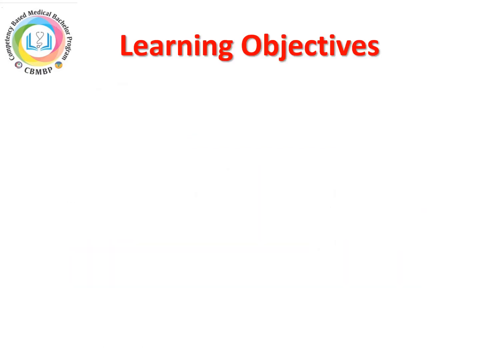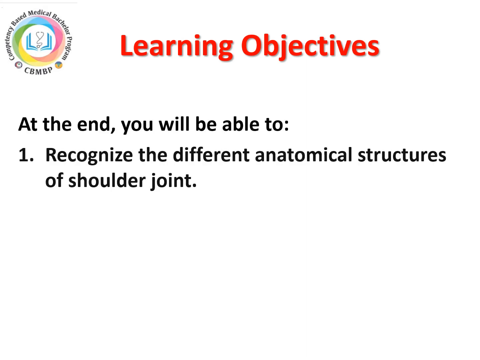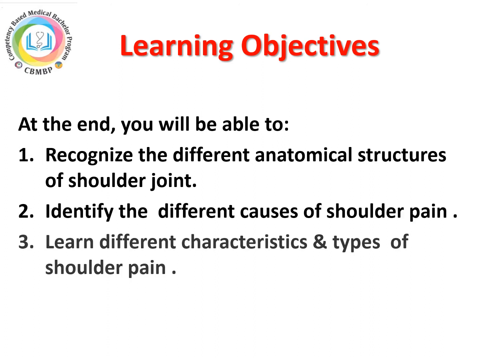Before we proceed to different causes of shoulder pain, we should learn the ILOs. Our ILOs here are to recognize the different anatomical structures of the shoulder joint, identify the different causes of shoulder pain, and learn different characteristics and types of shoulder pain.